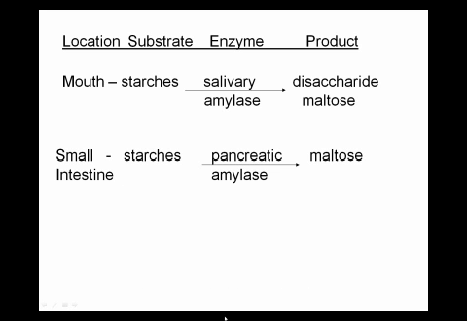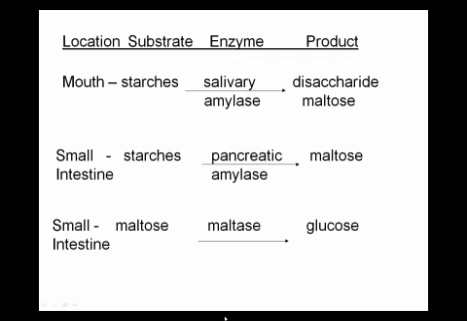There is no starch digestion in the stomach, and so any undigested starch is processed in the small intestine. There is a separate amylase, pancreatic amylase, produced by the pancreas, released in the small intestine, and it will also break starch into maltose. But then we have one final step. The maltose has to be broken down into the individual glucose molecules, and this is carried out by an enzyme called maltase, which is also in the small intestine.